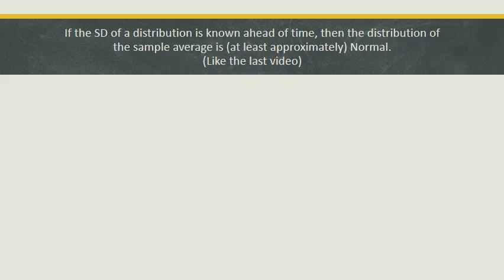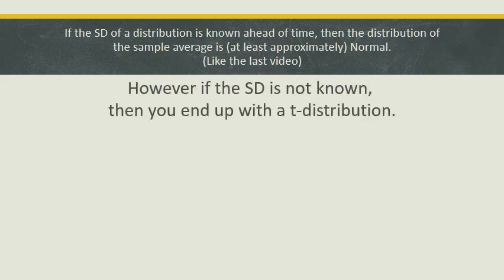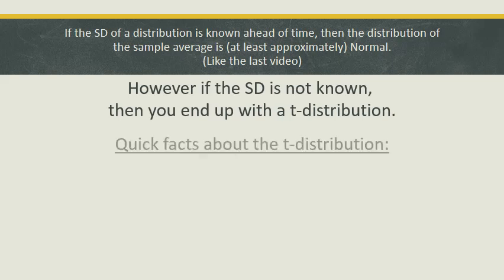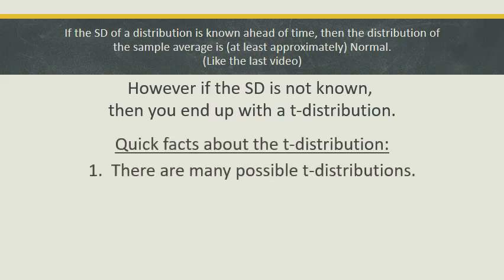In the last video, all of the questions assumed that we happen to know the distribution variance and SD, and this led us to use the Z distribution. But if you don't know this parameter, then you end up with a new type of distribution called the T distribution. So here are a couple of really quick facts about the T distribution.